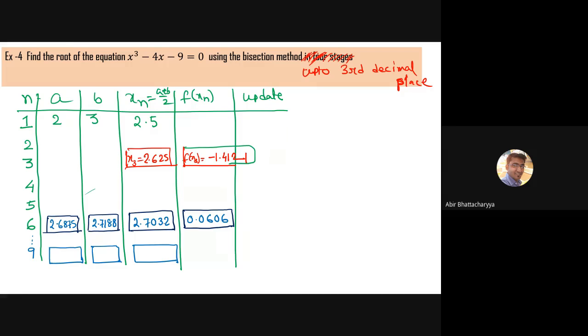Someone can get 3.1 also, this is okay. If you get 2.7031, that is also okay. If you get 2.7032, that is also okay. I can manage that.